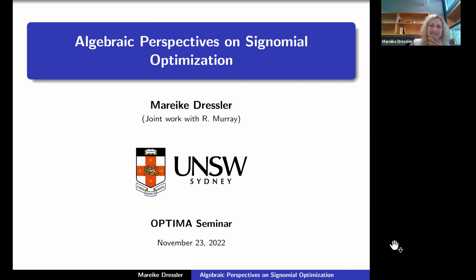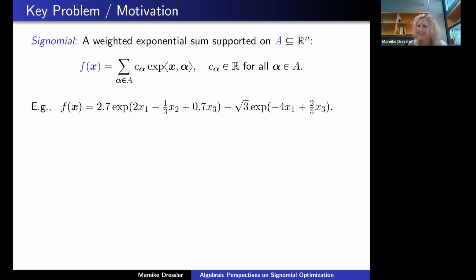I'm talking about Signomial optimization, and I'm not sure if you're all familiar with it. I should start by explaining a little bit what a Signomial is. Very simple: a Signomial is a weighted exponential sum supported on a real set. So it has this form. Basically it is a weighted linear combination of exponentials of linear forms. The coefficients are real, the exponents are real, and an example of such a Signomial is given here.